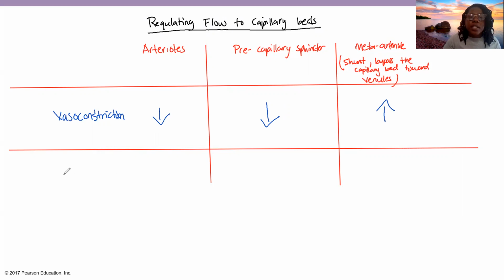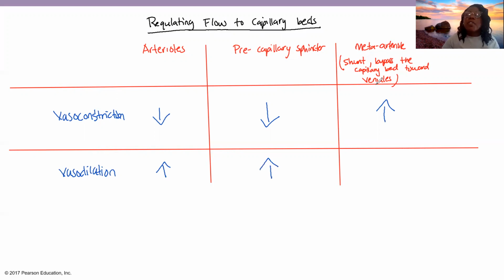Let's look at vasodilation here. So vasodilation, which is opening up that vessel, opening up that structure in case of the sphincters here. If I vasodilate the arteriole, I simply, straightforwardly, increase my flow to the capillary bed. If I vasodilate or open up that sphincter, again, I increase my flow to the capillary bed.